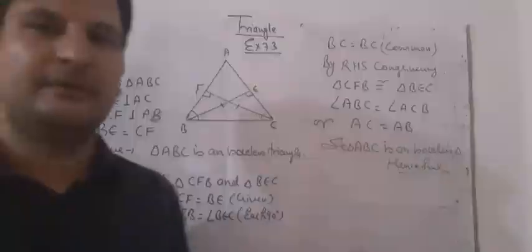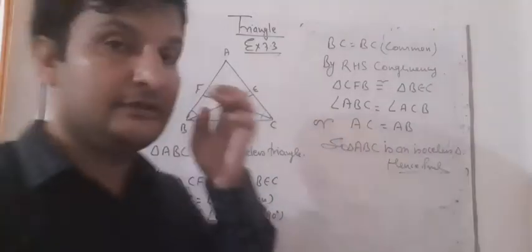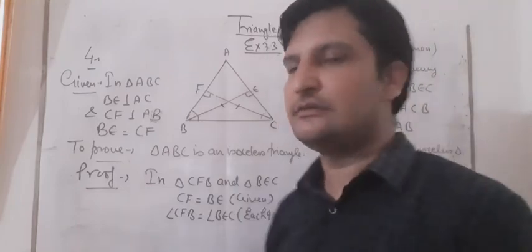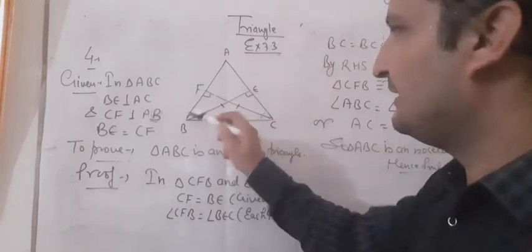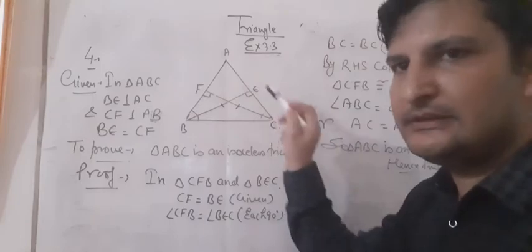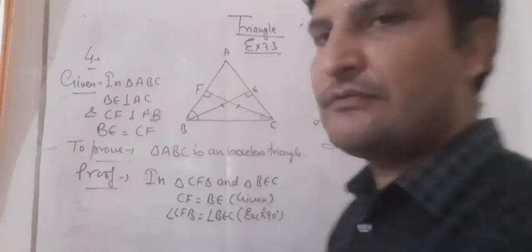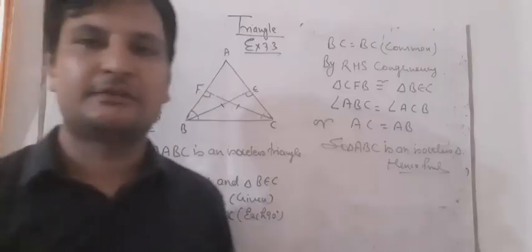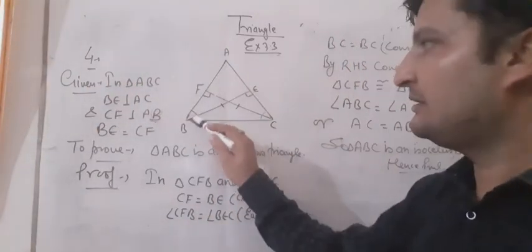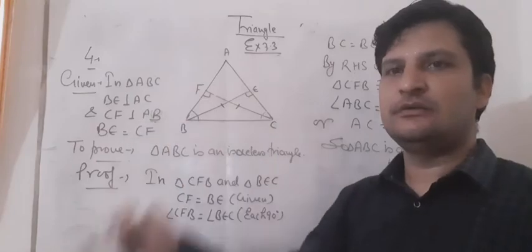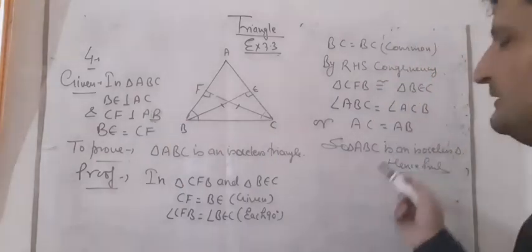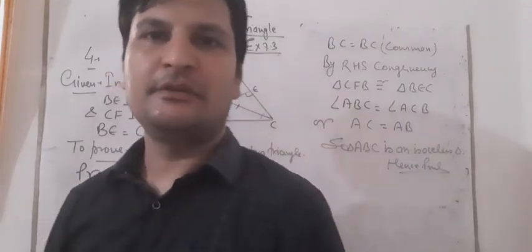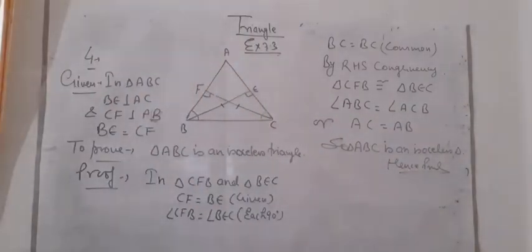So students, we have done this one by RHS congruency because it is given in our question that we have to prove it by RHS congruency. Then this angle equal to this angle, we can say that ABC is an isosceles triangle because if in any triangle two opposite angles are equal, it is called an isosceles triangle. If two angles are equal, then two sides are also equal, so ABC is an isosceles triangle. So student, we have done question number 4 also.